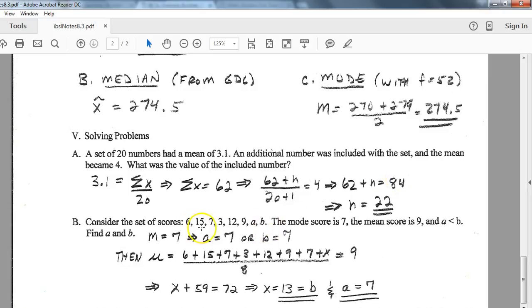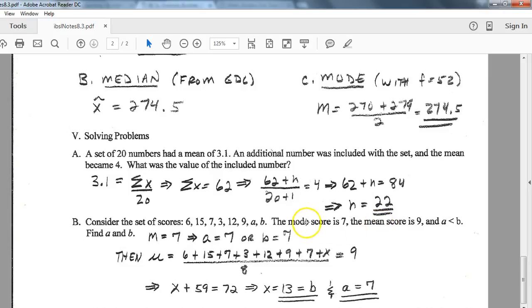And then the last example here, again, is just being able to interpret the given information. I have this list of data. It's not in order. All I know is that A is less than B. I know the mode is 7 and the mean is 9, and I'm supposed to use that to figure out my answer. For A and B, the mean is the one formula we have.